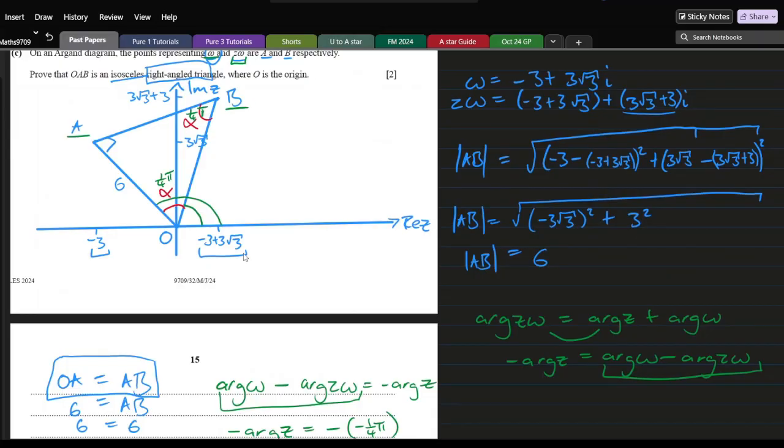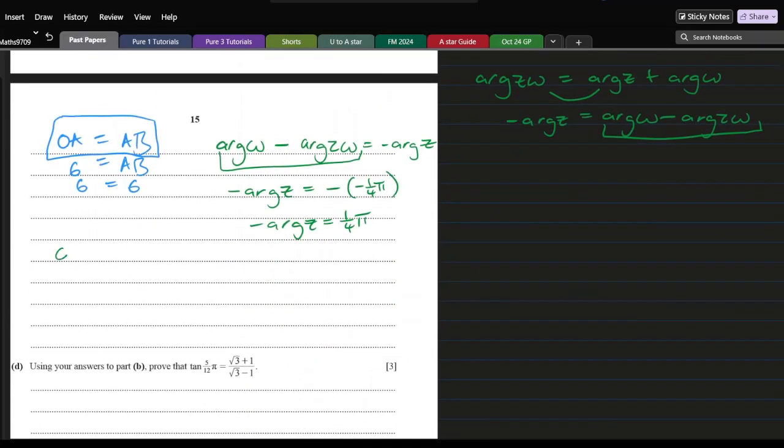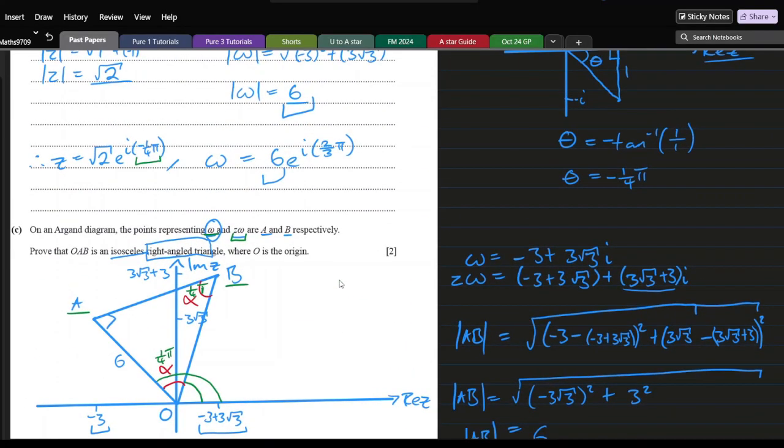And so that means angle OAB must be equal to, we know that angles in a triangle must add up to 180 degrees, or if we're in radians, they must add up to pi. So angle OAB must be pi minus 2 times a quarter pi, right? So that's pi minus a half pi. So OAB must be equal to 1 over 2 pi, which is 90 degrees, making this triangle a right-angled triangle. So we have proved both cases, that it is isosceles and that it is right-angled.